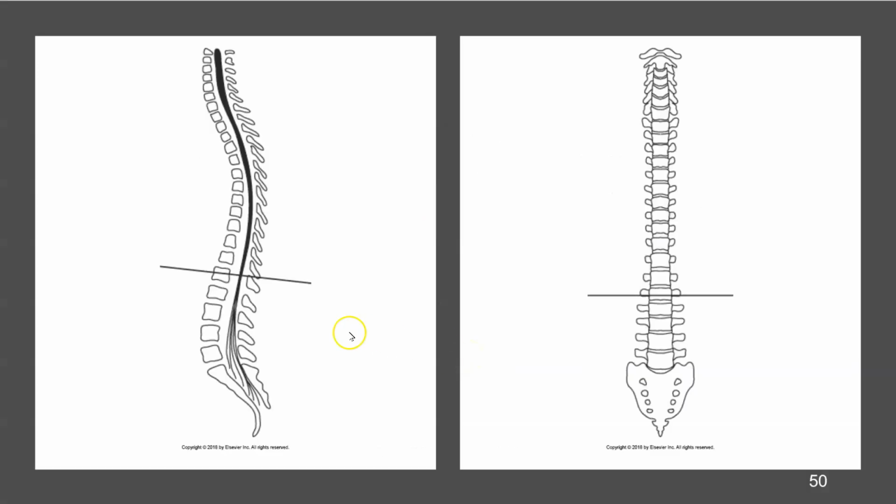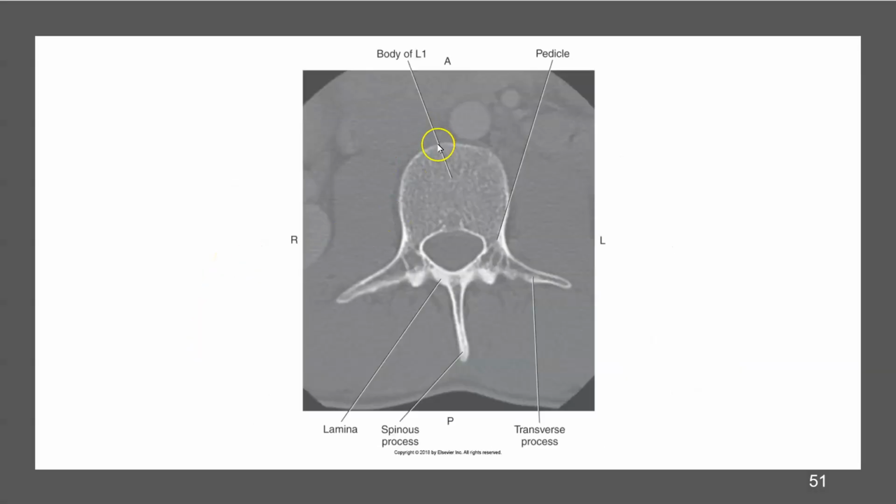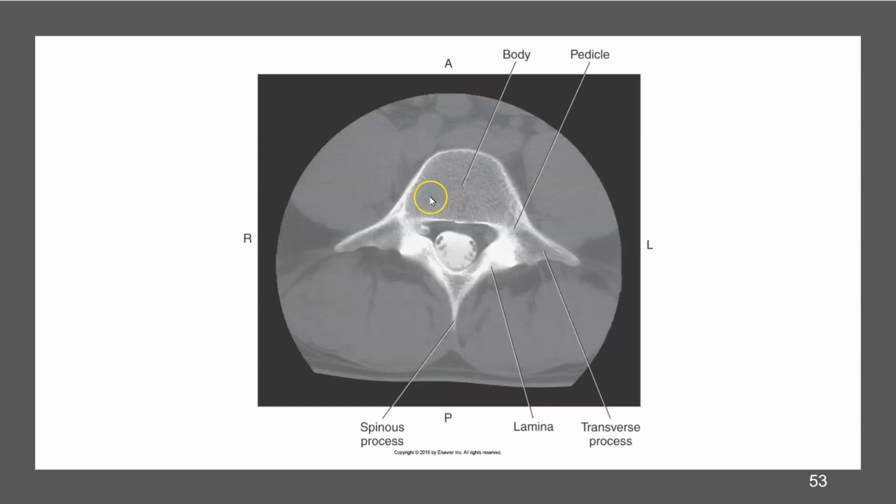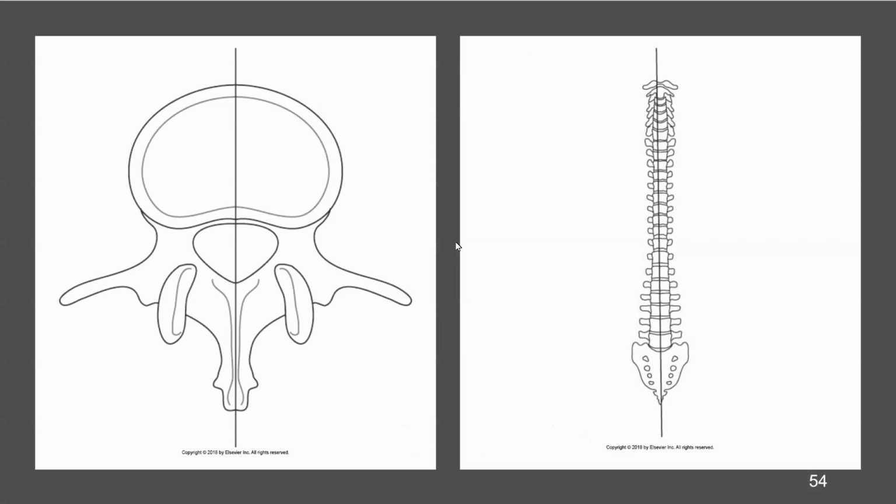So we're going to be slicing through 5, 4, 3, 2, 1. So body of L1, we have the pedicle, the transverse process, the lamina, the spinous process, and there's where your cauda equina will be. So this is at L5. So you can see it's a lot larger, so they get wider as you get lower. So here's the body, here's your pedicle, your transverse process, your lamina, your spinous process, and this is your conus medullaris, and this is CSF in your subarachnoid space.